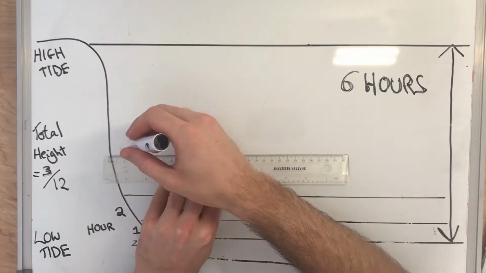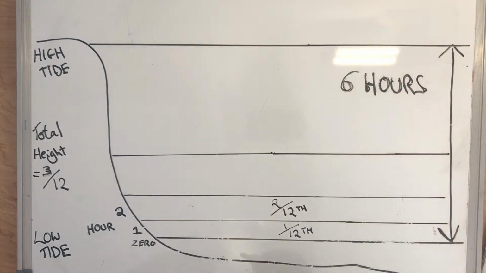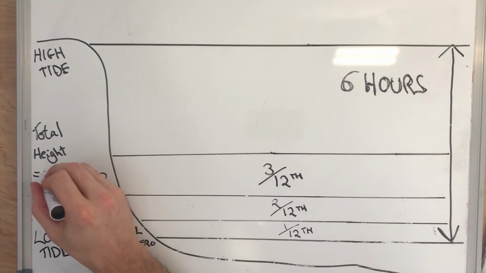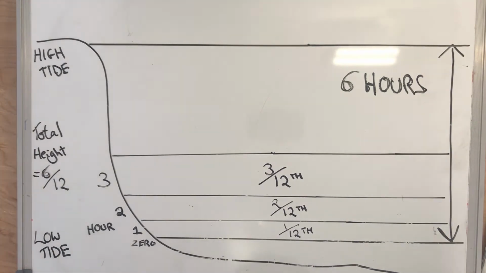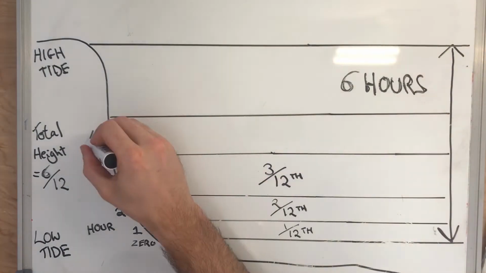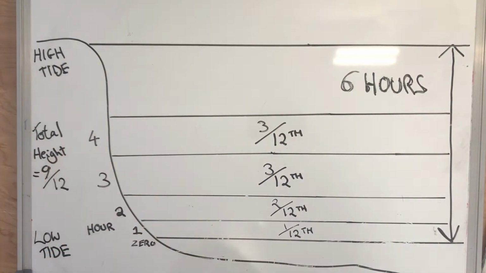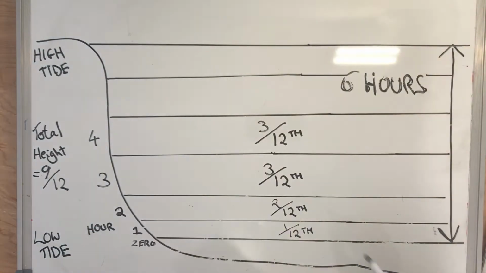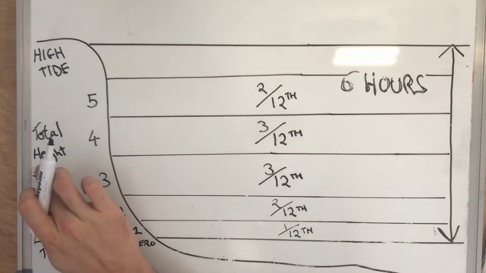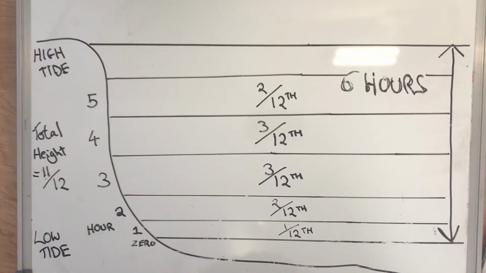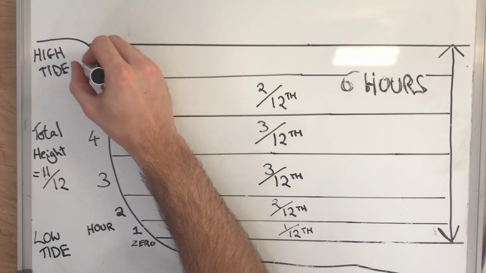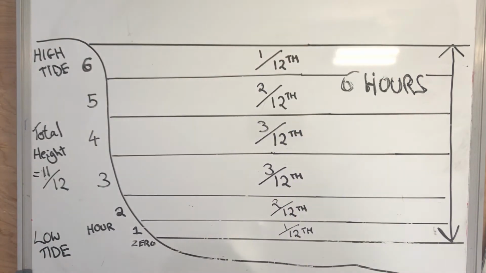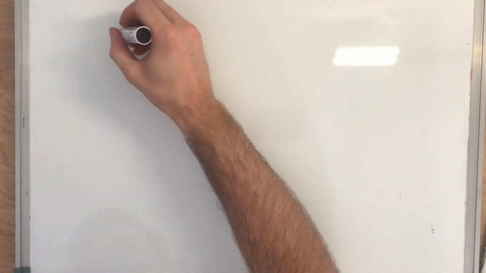In the third hour, there are 3/12 of water flooding in, total of 6/12, so the halfway point. In the fourth hour, again, there is 3/12 of water flooding in, totaling 9/12. In the fifth hour, there is 2/12 of water flooding in, totaling 11/12. And in the sixth and final hour of the tide coming in, the last 1/12 of water is coming in, totaling 12/12. This is exactly the same for the tide going out as well.